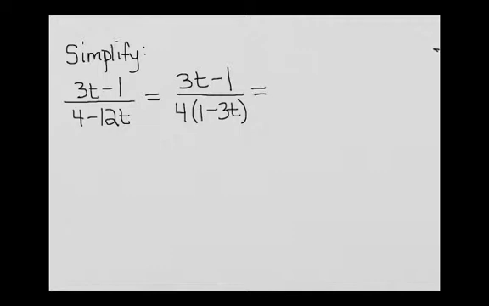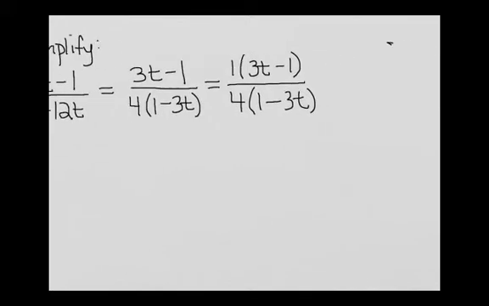Now we're going to look, and we have 3t minus 1 in the numerator and 1 minus 3t in the denominator. And although we don't have a greatest common factor in the numerator, we can always make it look like we're factoring out a 1. And that leaves us with 1 times 3t minus 1 in the numerator and 4 times 1 minus 3t in the denominator. Now, 3t minus 1 and 1 minus 3t look awfully the same.